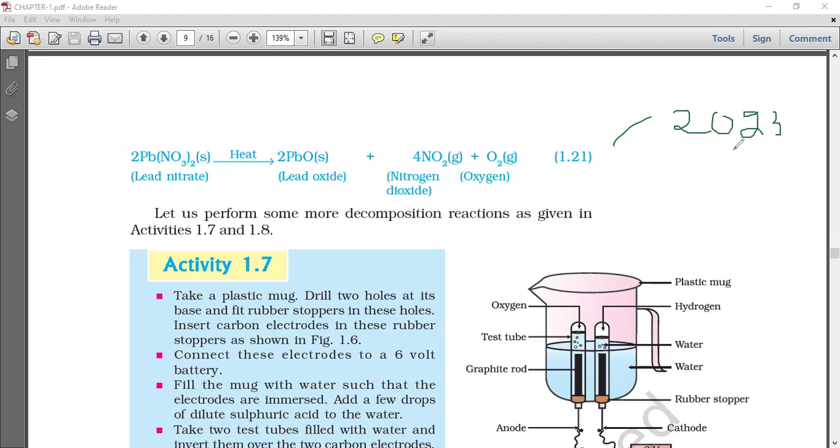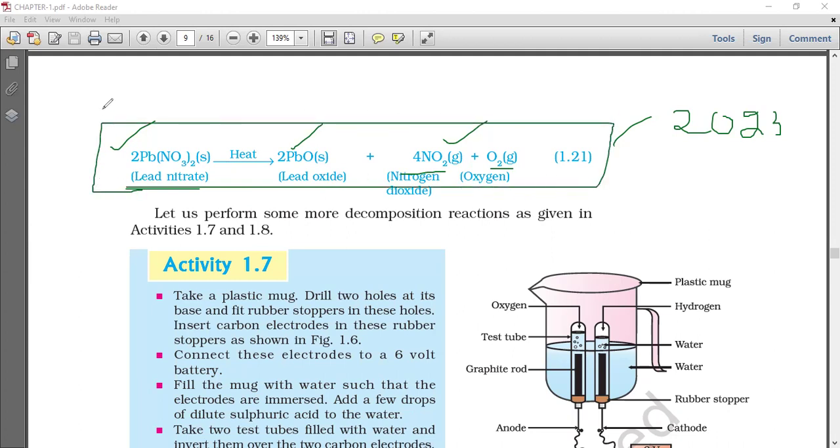This chemical equation was asked in 2023 for 1 mark in MCQs, set 1 and set 3. And sometimes they will ask you to write the chemical equation of activity 1.6 also. What is activity 1.6? Heating lead nitrate and emission of nitrogen dioxide gas. Lead nitrate was the formula, Pb(NO3)2. On heating, it gives PbO, lead oxide, and nitrogen dioxide, and it gives oxygen gas. Very, very important reaction that you should learn and practice many times.